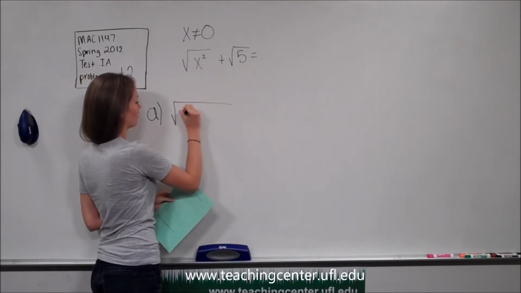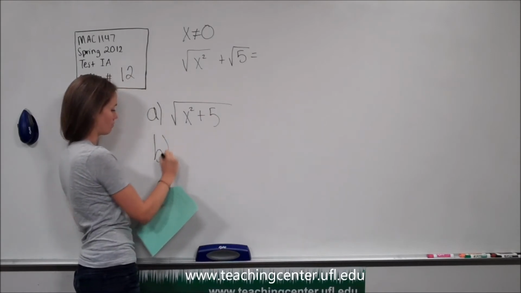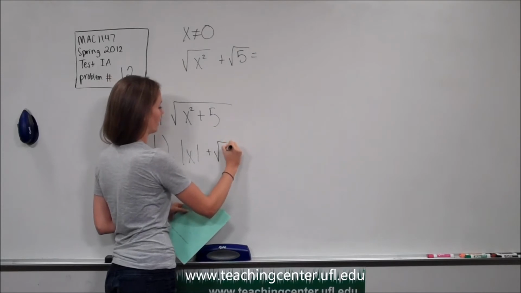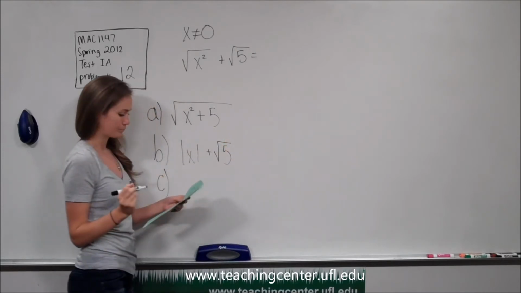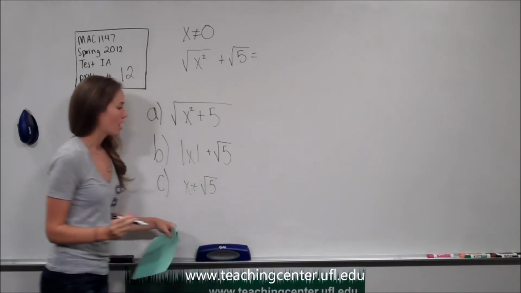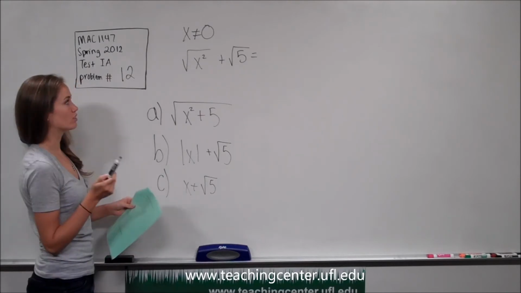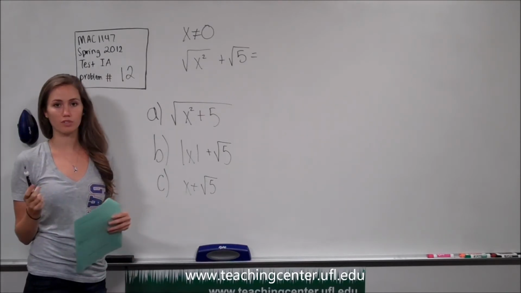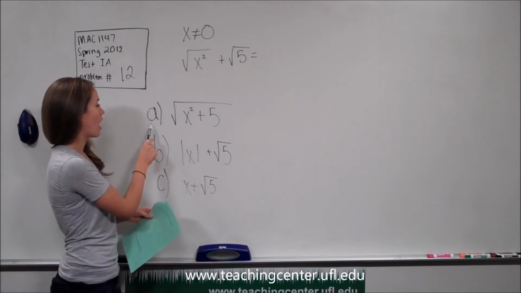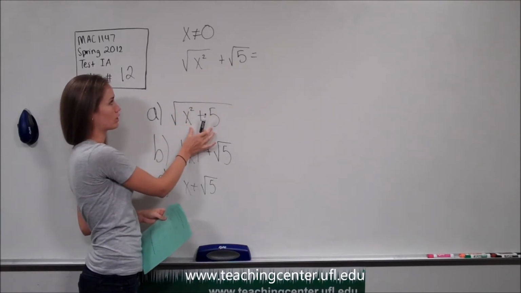Our answer choices are A, the square root of x squared plus 5, B, the absolute value of x plus the square root of 5, and C, x plus the square root of 5. These three answer choices are kind of trying to trick you. As long as you know all of your rules for square roots, you'll be fine and you won't get tricked. So for answer choice A, they just combine these two terms under one single square root.